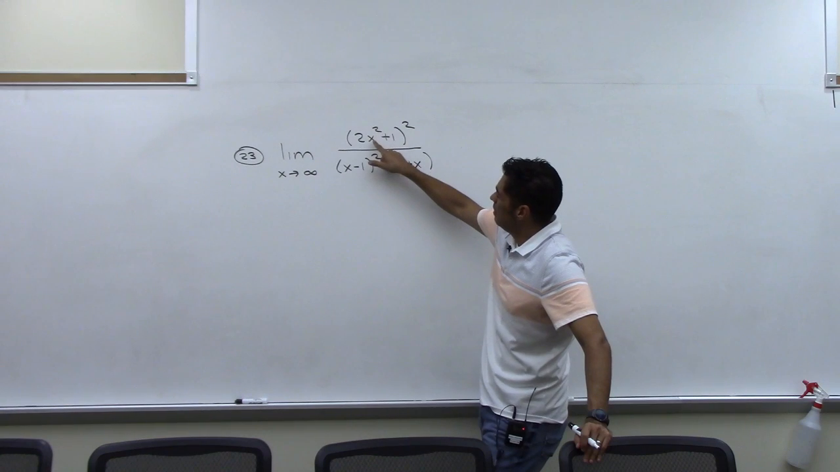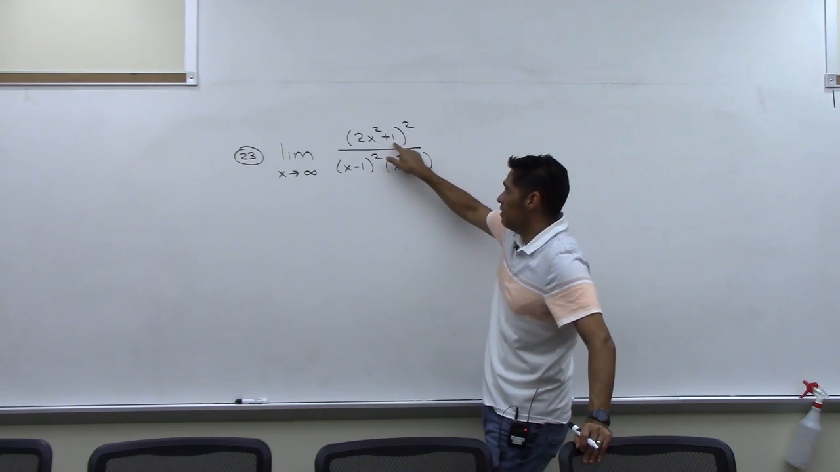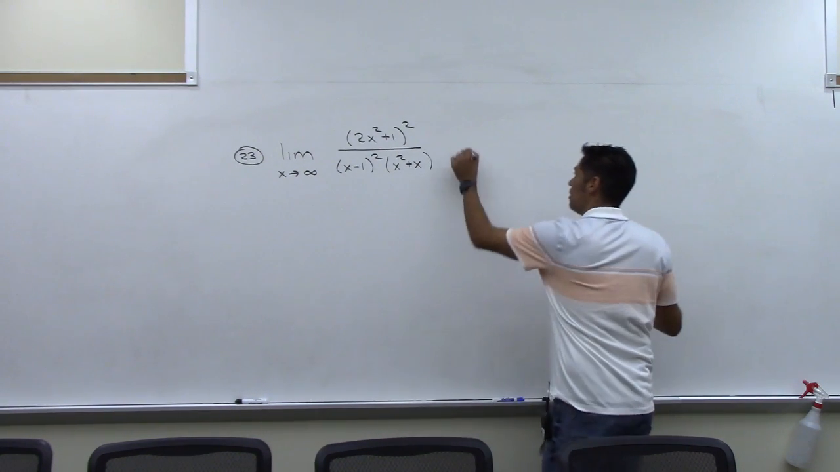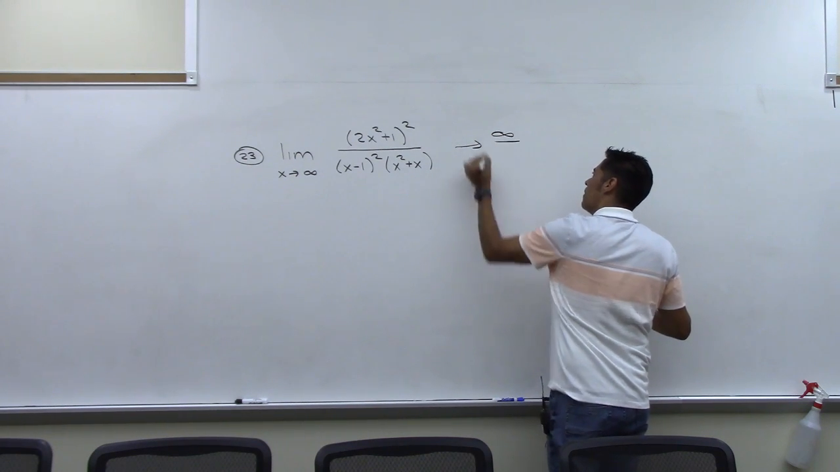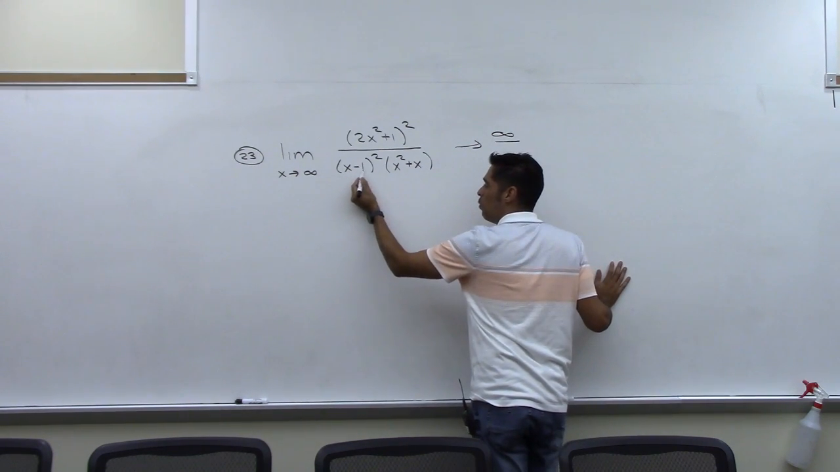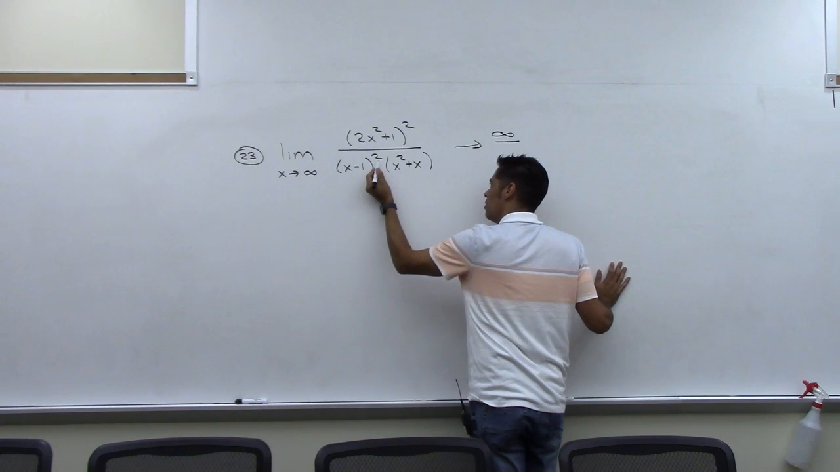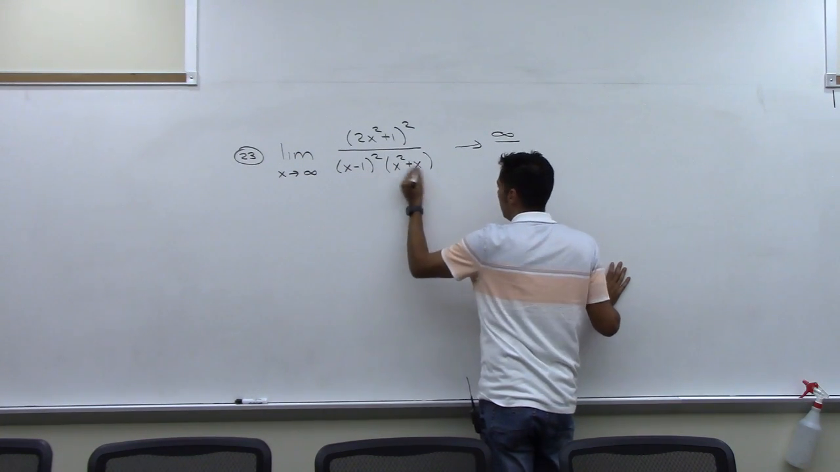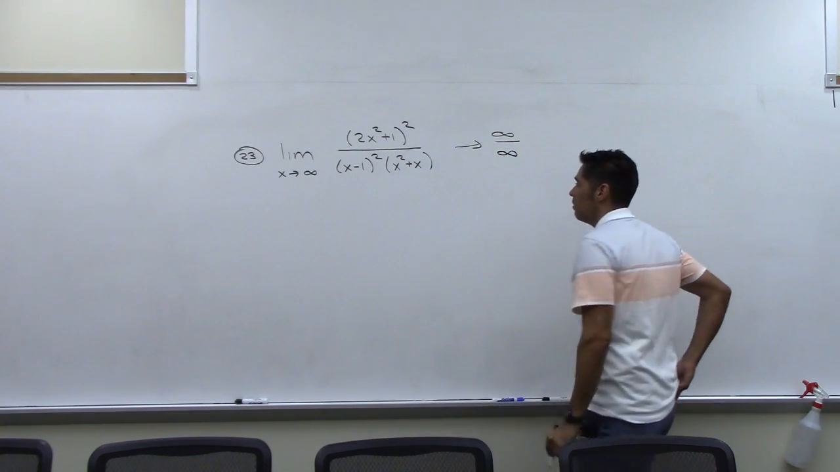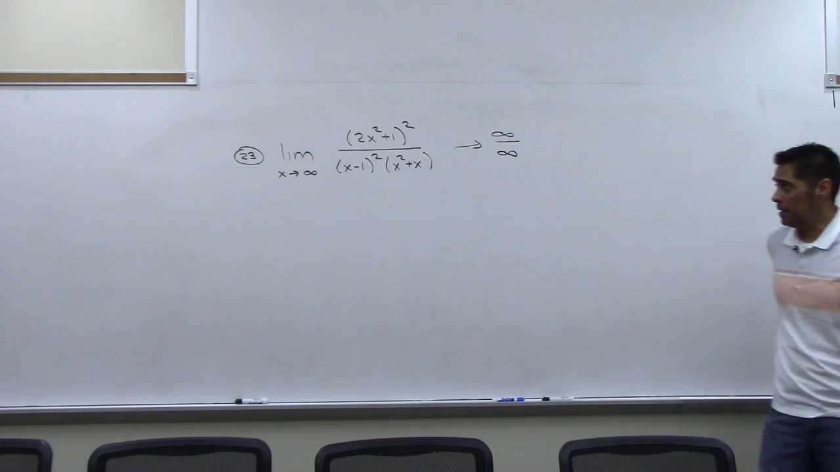This is going to be infinite. Times 2 is still infinite. Plus 1 is still infinite. Squared, infinite. So the top is headed to infinity. The bottom, infinity minus 1, that's infinitely big. Squared, bigger. Infinity, all that, it's infinity. Okay, so we're infinity over infinity.